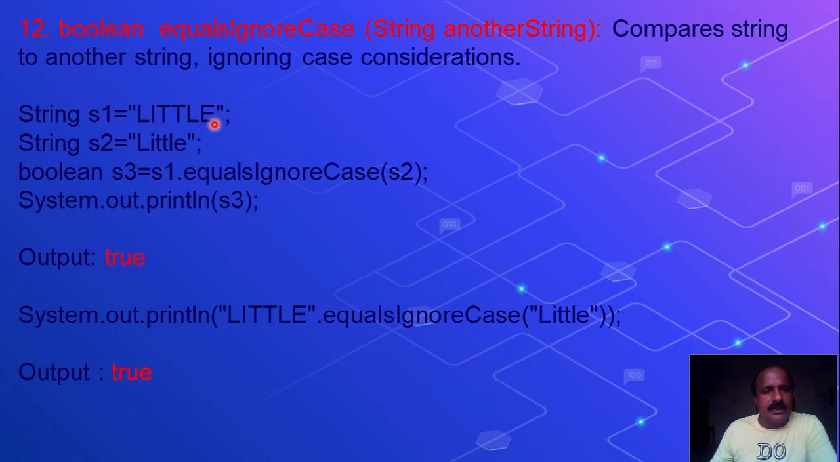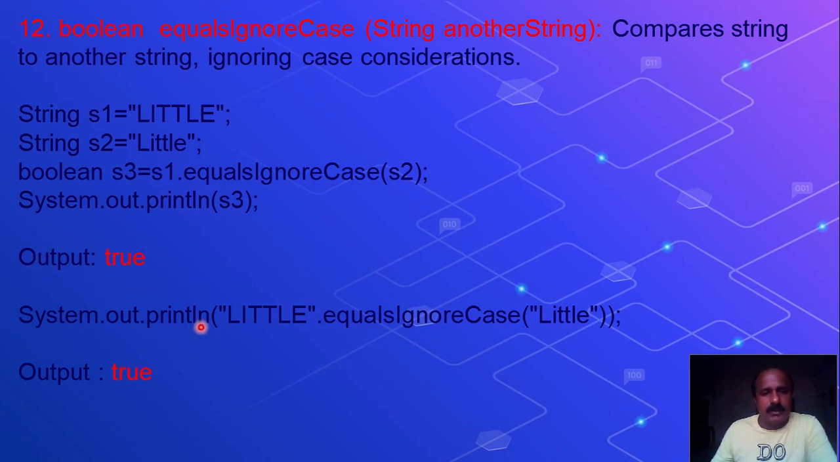Here "little" is fully in capital letters and here it is mixed case. But when we compare uppercase and lowercase letters ignoring case, the letters are same only. That's why the answer will be printed as true. This is also "little", this is also "little". I am getting true because this is not a case sensitive function. It will check by ignoring the case.